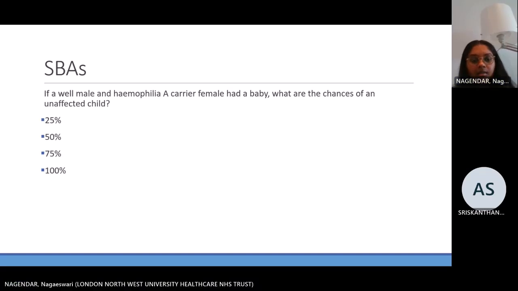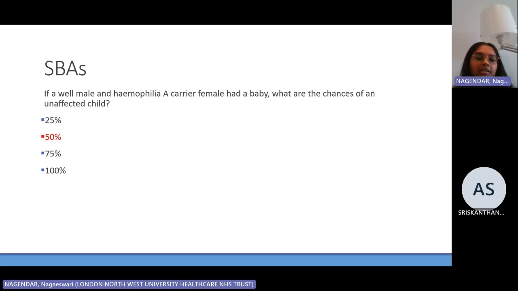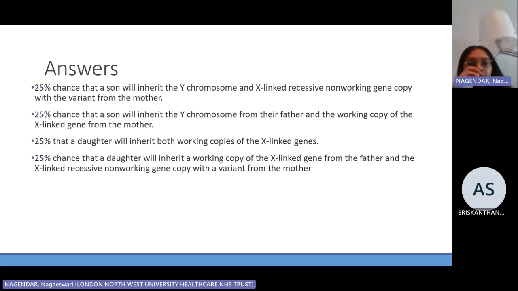Okay, so we will just move on. And there you go. So the answer is 50%. So we'll just talk through this question. There are two possibilities here: they could have either a son or a daughter. So you can draw out a diagram if you please. Sometimes that helps you visualize it better in exams.